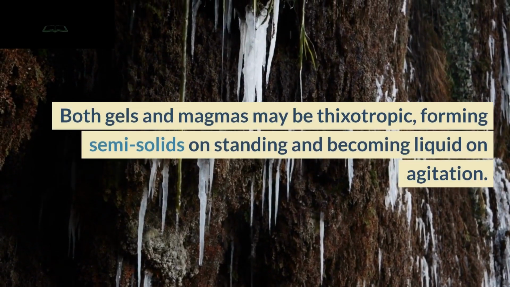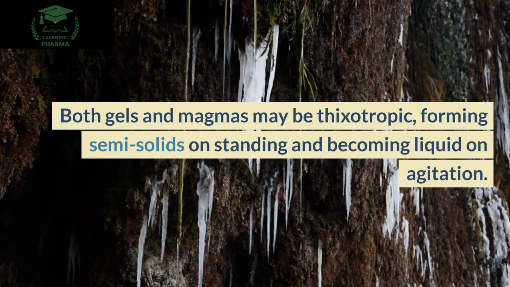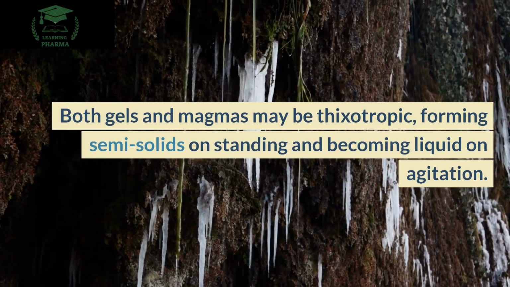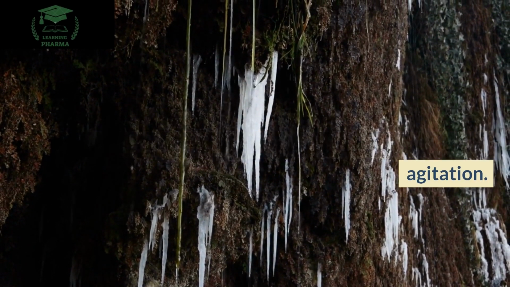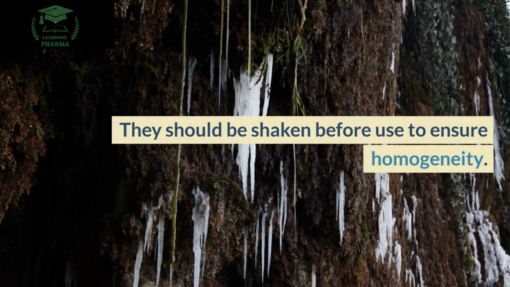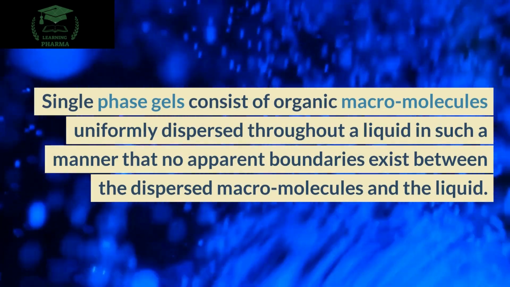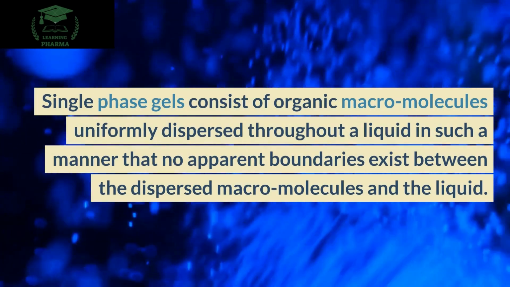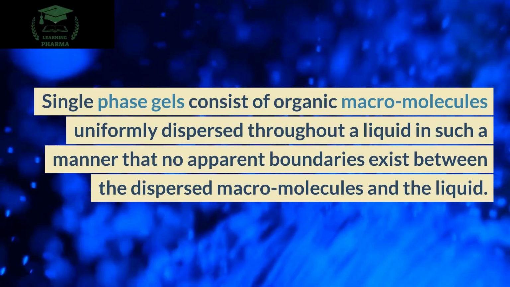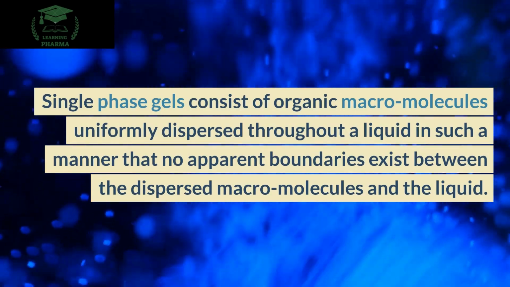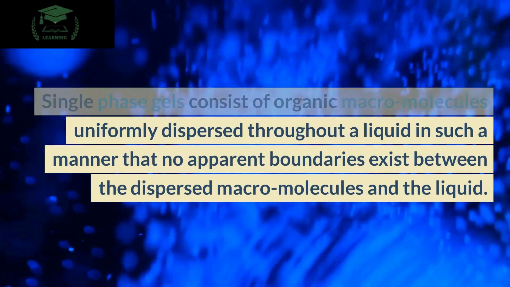Both gels and magmas may be thixotropic, forming semi-solids on standing and becoming liquid on agitation. They should be shaken before use to ensure homogeneity. Single-phase gels consist of organic macromolecules uniformly dispersed throughout a liquid in such a manner that no apparent boundaries exist between the dispersed macromolecules and the liquid.